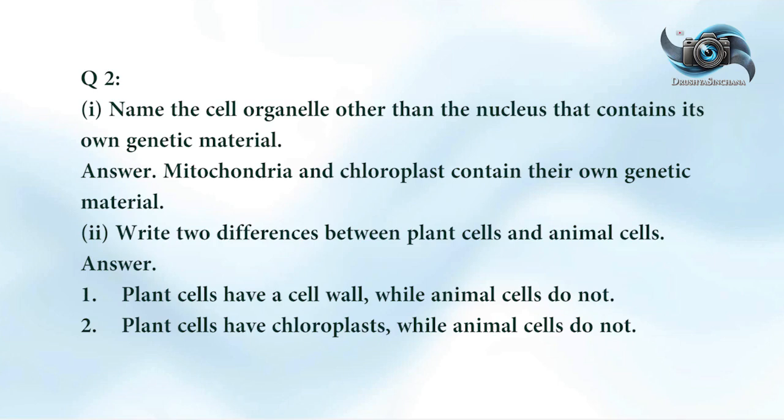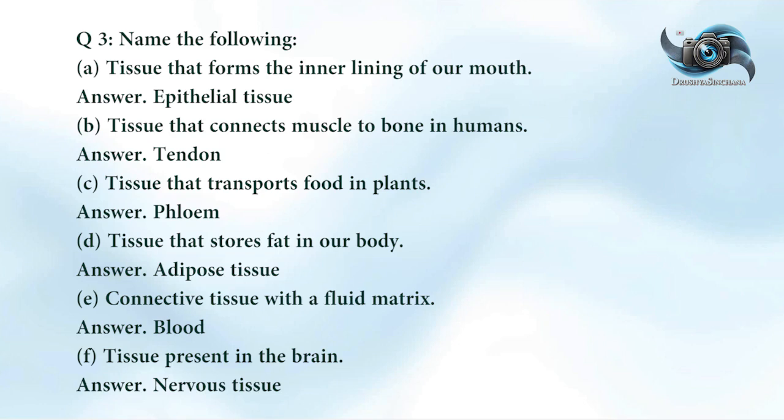Question number 2. Name the cell organelle other than the nucleus that contains its own genetic material. Answer. Mitochondria and chloroplast contain their own genetic material. Write two differences between plant cells and animal cells. Answer. Plant cells have a cell wall, while animal cells do not. Plant cells have chloroplasts, while animal cells do not.